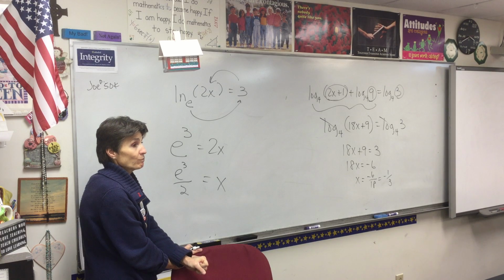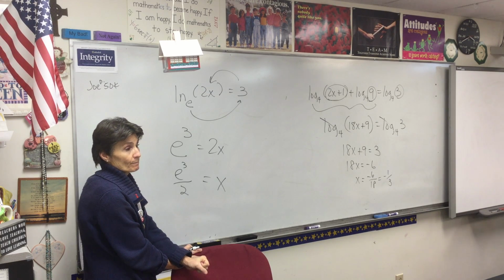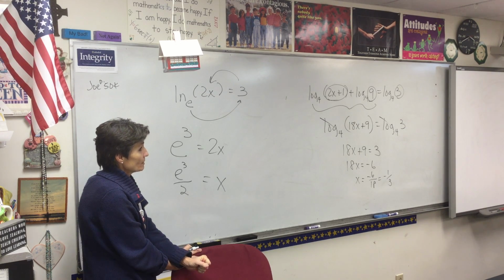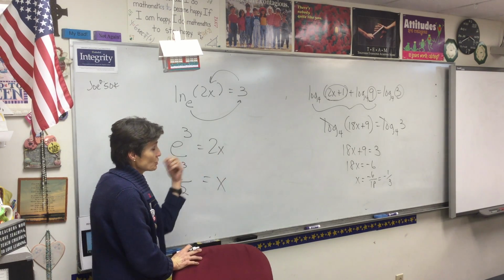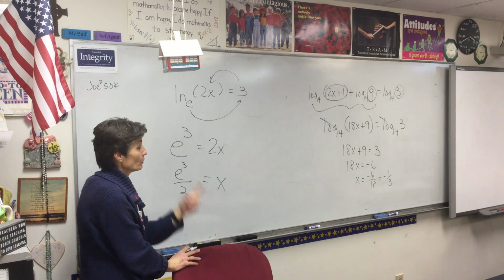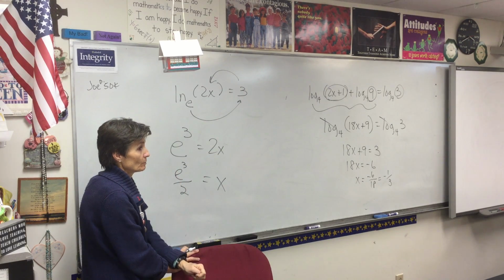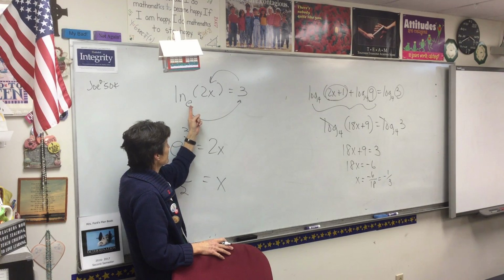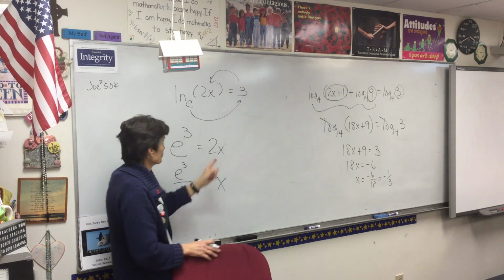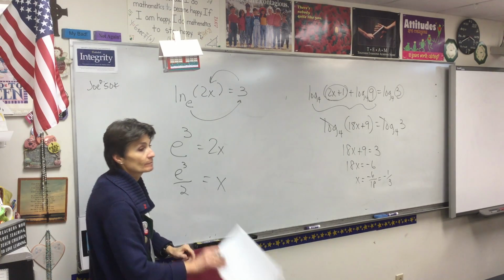When you have one logarithm and you're trying to solve, you've got to loop-de-loo. If you have one on each side, you can cancel them out. But if you only have one, you have to loop-de-loo. So we loop-de-loo by remembering the base here is e. e to the third equals 2x. Perfect.